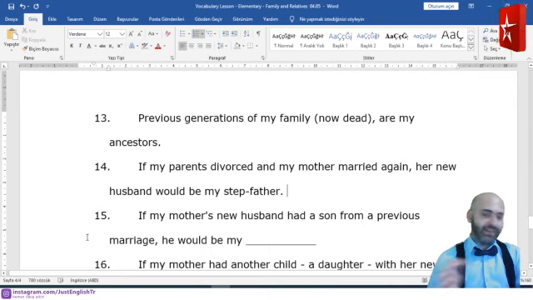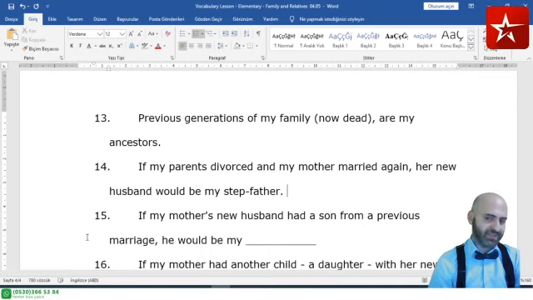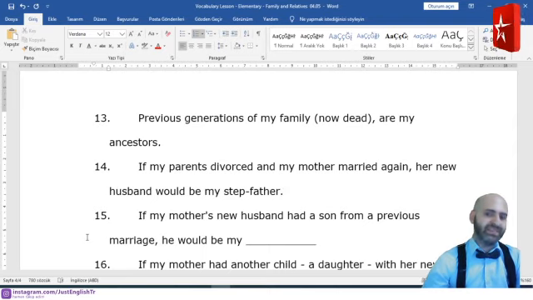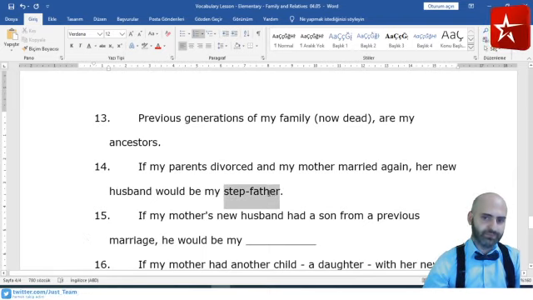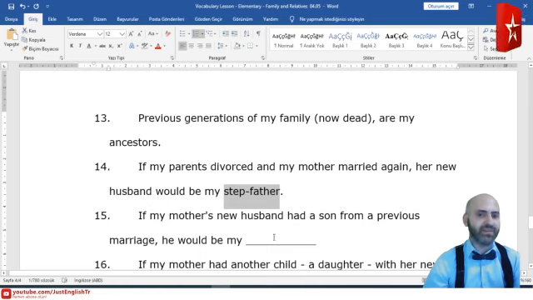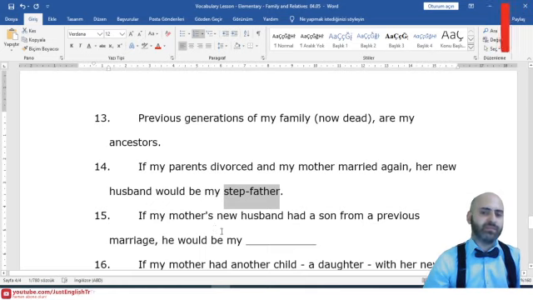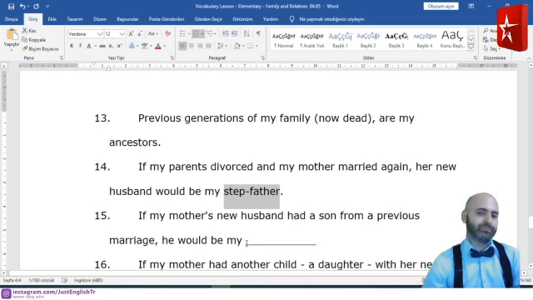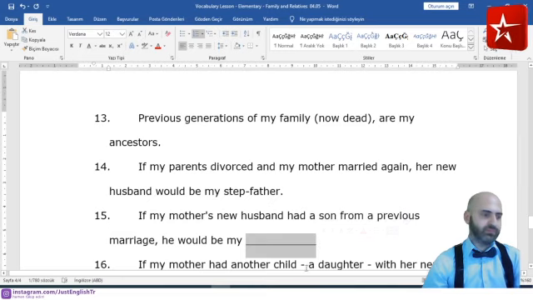Let's make it a little bit more difficult. If my mother's new husband had a son from a previous marriage, not with my mother, okay? So my stepfather has a son, but not with my mother, with a previous marriage. This boy will be my... What will I say about this boy?